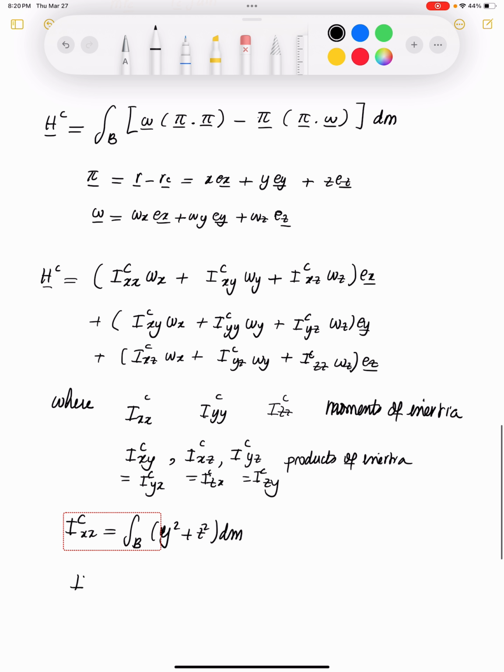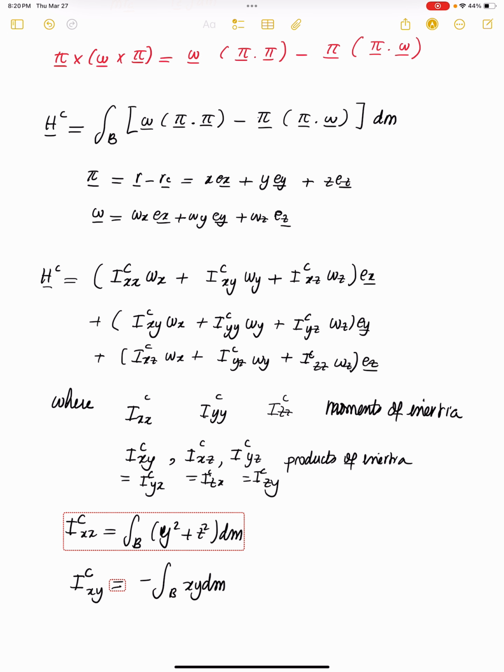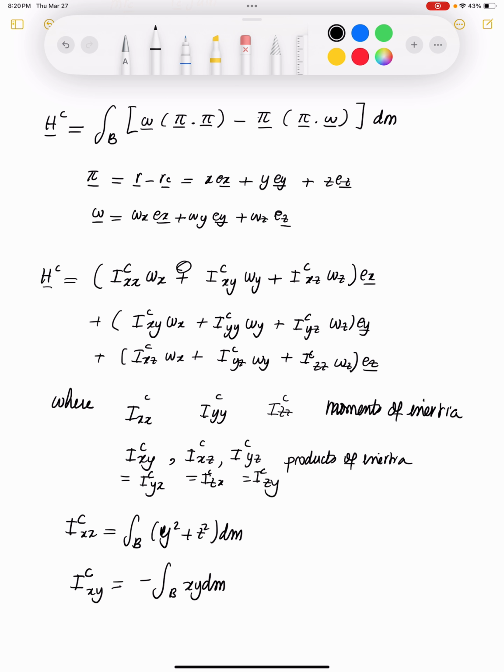And Icxy is equal to minus the integral over b of xy dm. This minus sign is conventional in O'Reilly's book. In Meriam and Kraige, they do not put a minus sign here, but they put it in the other place instead, I think. And from here, you can deduce the expressions of the other moments of inertia. So, for example, Iczz is just the integral over b of x squared plus y squared dm.